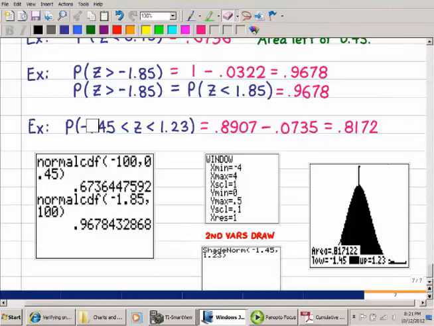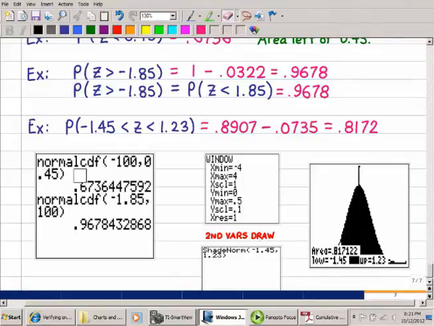Now, area between negative 1.45 and 1.23. We look up the chart value, so I'm starting to assume that we're becoming proficient at least in how to read that chart. So I'll sort of take some liberties here. So you look up 1.23, you get 0.8907. You look up negative 1.45, you get 0.0735. You subtract the larger minus the smaller, you get 0.8172.